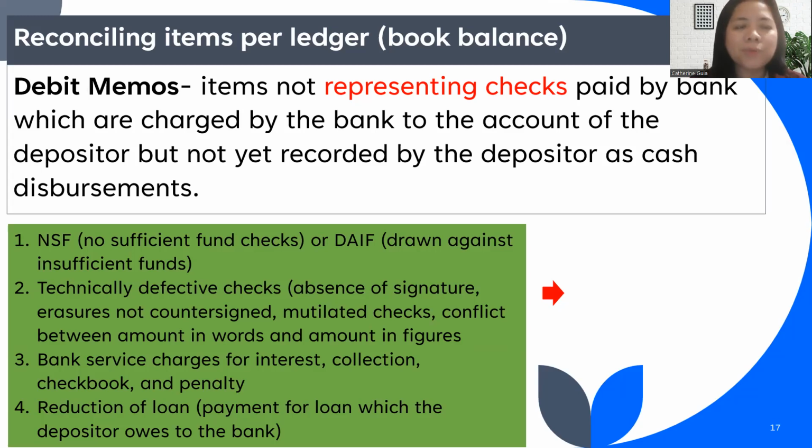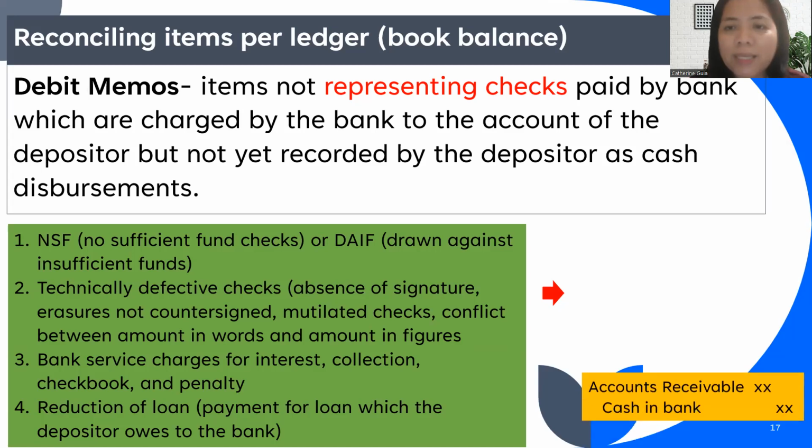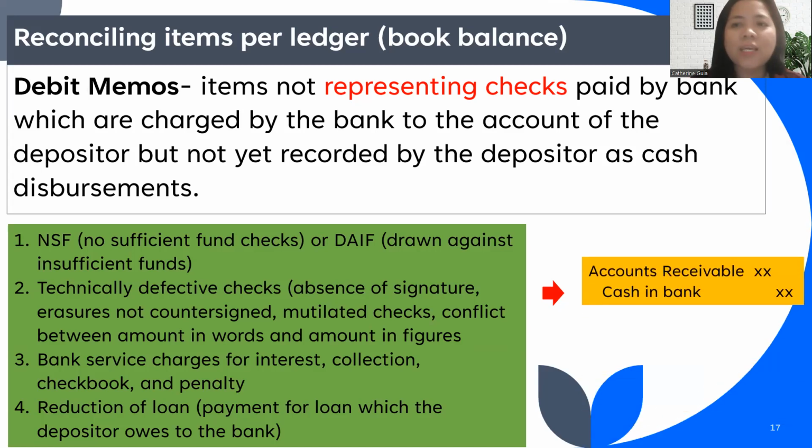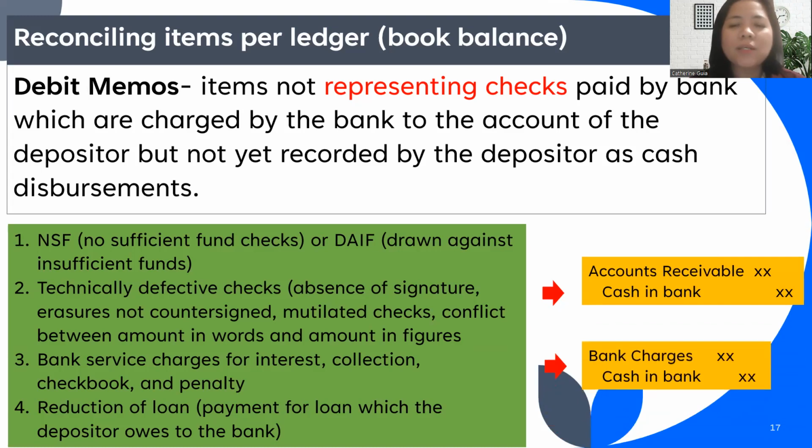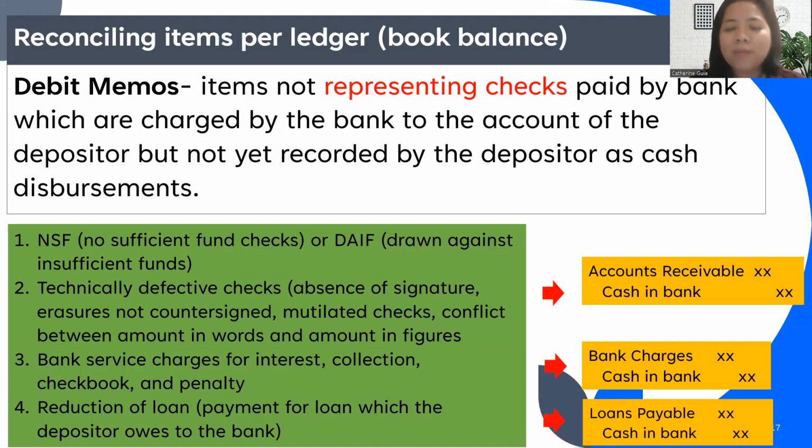Okay, for number one and number two, since these are debit memos, these are reconciling items per ledger or per books, the entity should prepare adjusting entries. And what is the adjusting entry? You debit accounts receivable and you credit cash in bank. And for number three, what will be the adjusting entry? Debit bank charges, or whatever expense account the company used to record number three, and you credit cash in bank. And lastly, for reduction of loan or payment of loan, that means debit loans payable and credit cash in bank. So in short, for debit memos, your cash in bank is always credited.